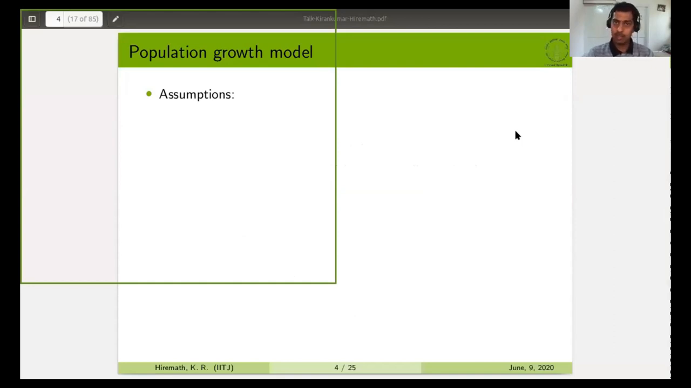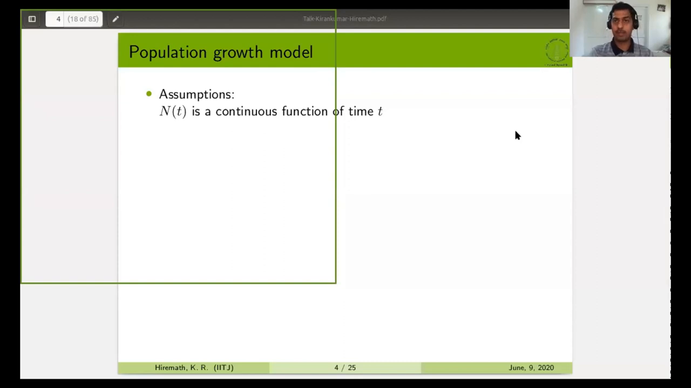All models involve some approximation. A model is an approximation of reality. So it's very important to think about these assumptions, because these assumptions will make or break the model. For example, one of the big assumptions we have made in the model is that N of t is a continuous function of time t. And this N of t can give us non-integer numbers.